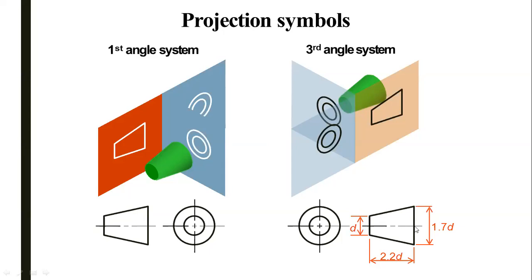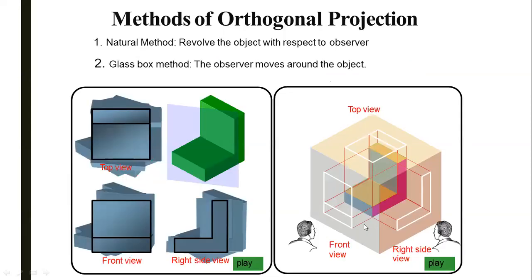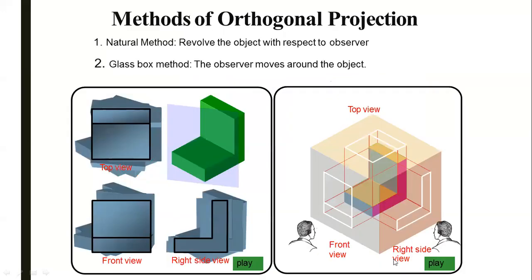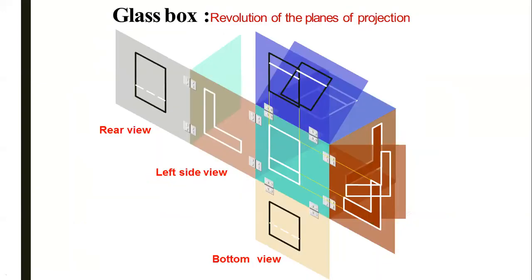And how to draw it? What are the dimensions? These are mentioned over here. If you take this dimension d, this will be 1.7 d and this will be 2.2 d. Okay. Now, methods of orthogonal projection. I don't think this is that important for us.